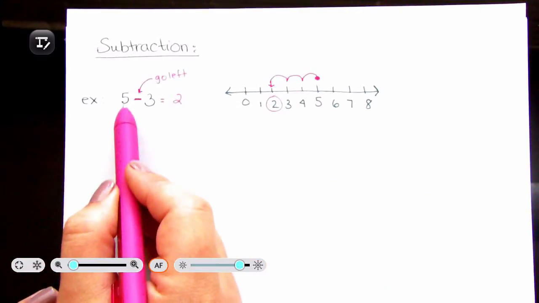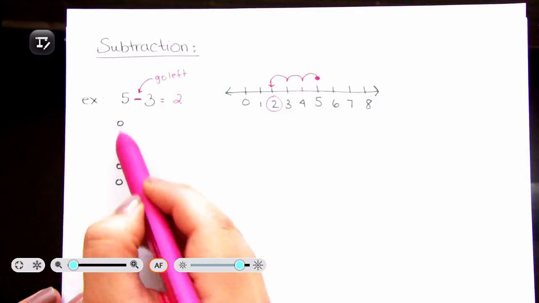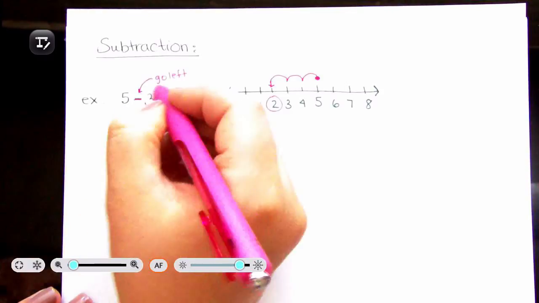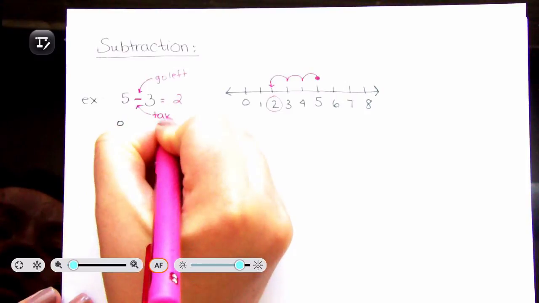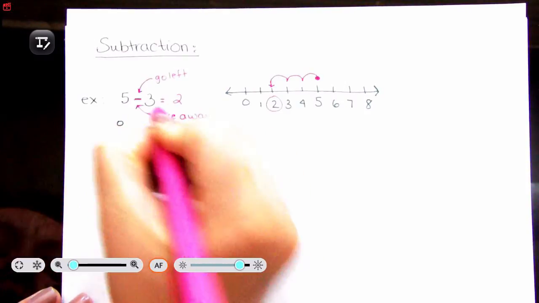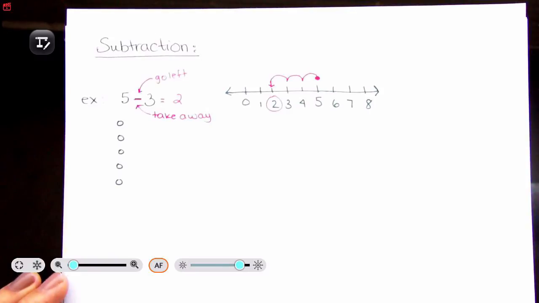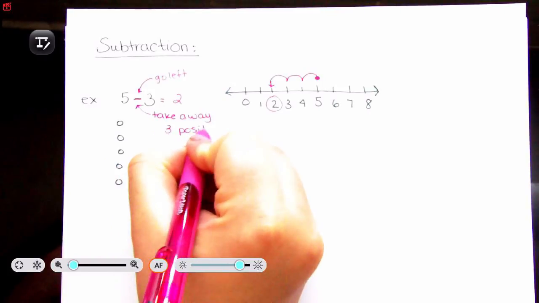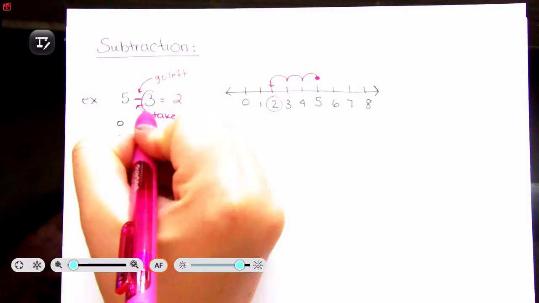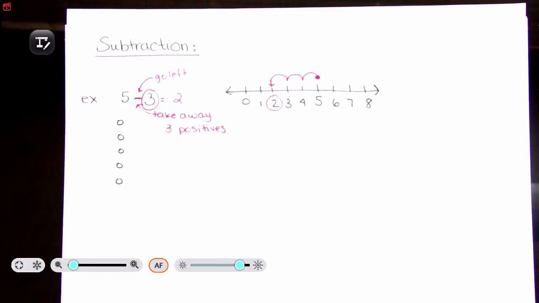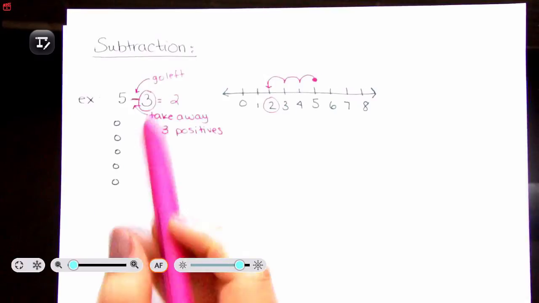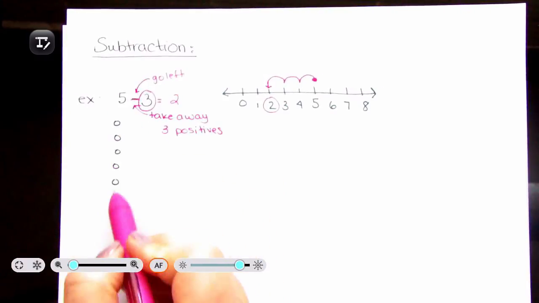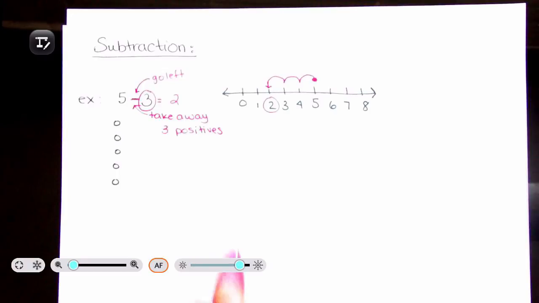So let's do the counters. Notice that I put 5 counters here, so 1, 2, 3, 4, 5. We're going to take away 3. Now, this is important, kind of foreshadowing what's happening in maybe the next lesson or the following lesson after that. We're going to take away 3 positives. So 3 is a positive. It might look like 3 is a negative, but we're going to take away 3 positives. So we have 5 positives or 5 circles. We're going to take 3 of them away.